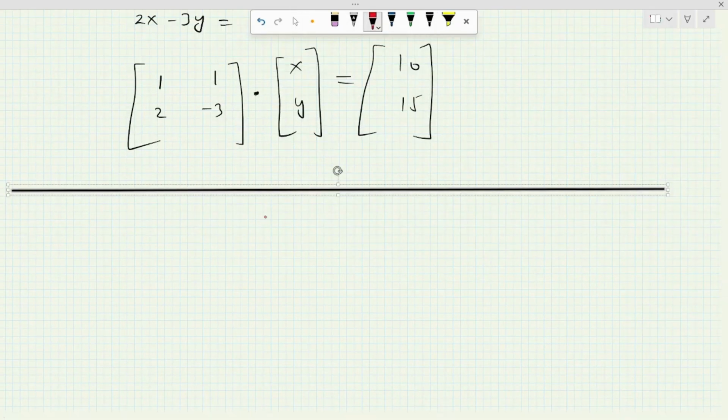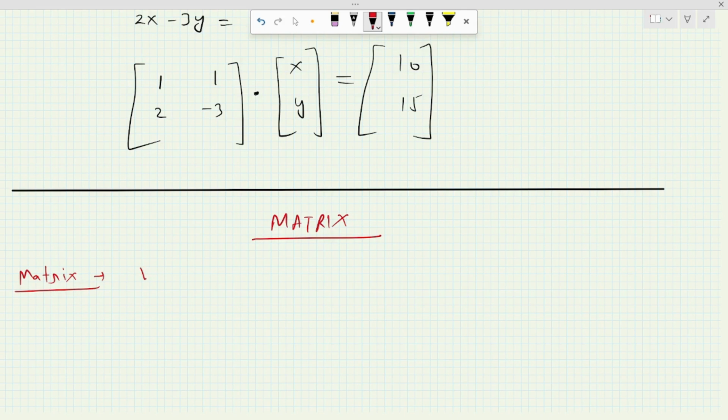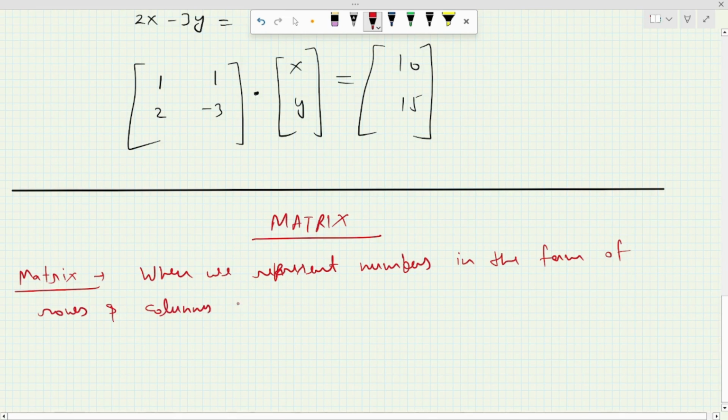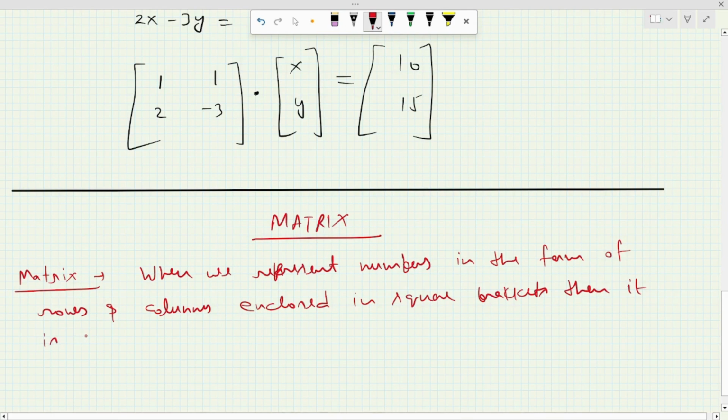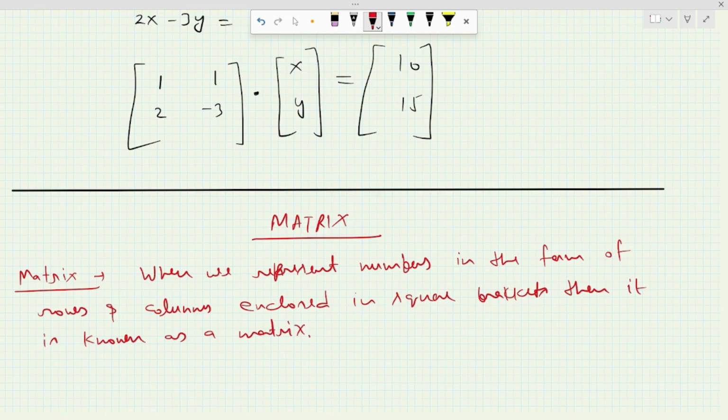So we are going to start with the matrices here. What is a matrix? To understand matrix, we can say when we represent numbers in the form of rows and columns enclosed in square brackets, then it is known as a matrix.